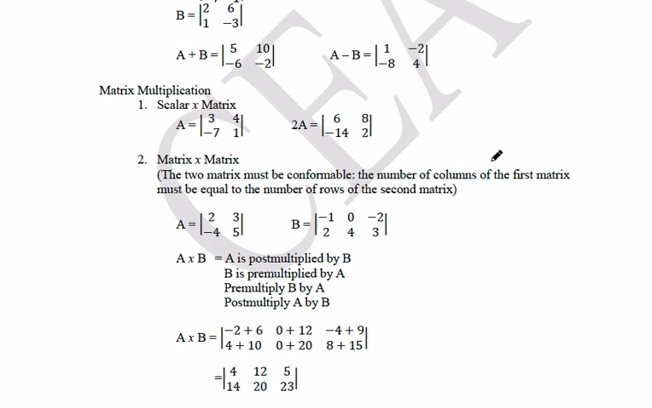Next is matrix multiplication. We have scalar multiplication. In this example, we have matrix A, and if we are to multiply a scalar value, in this case 2, to matrix A, all elements in the matrix are multiplied by 2. So 2 times 3 becomes 6, times 4 it becomes 8, negative 7 times 2 is negative 14, and 1 times 2 becomes 2.